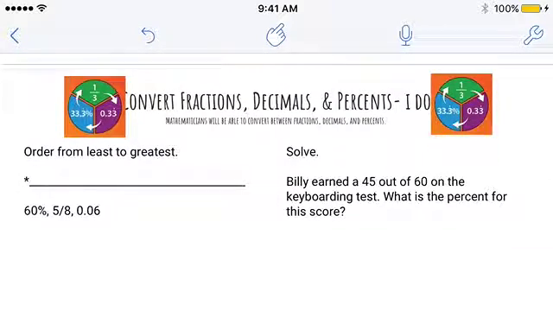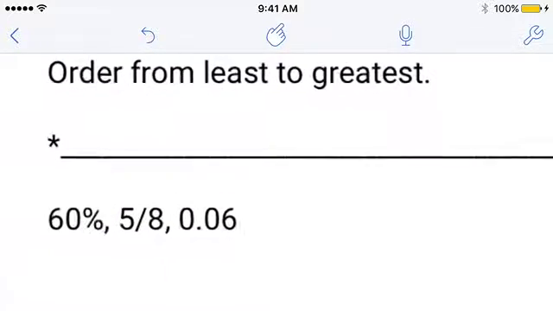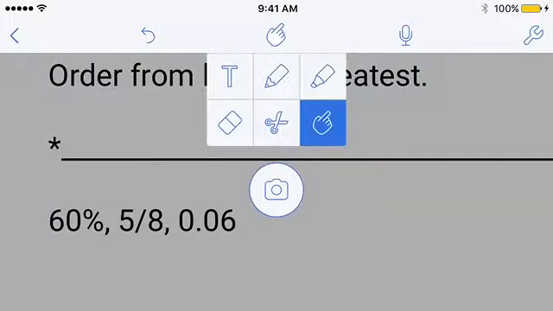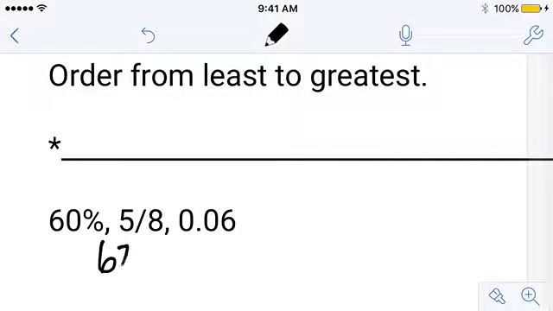The next set of examples, instead of using a chart, we're going to have to order things from least to greatest or figure out a percent from a word problem. So we're going to start with doing least to greatest order. What I like to do is I like to put them all into a percentage, and we just happen to do 5/8 as a percent. So that makes it nice and easy. So our percentage for 5/8 is 62.5%.